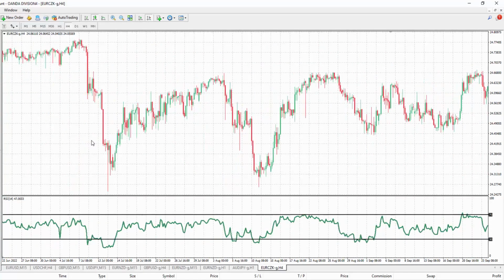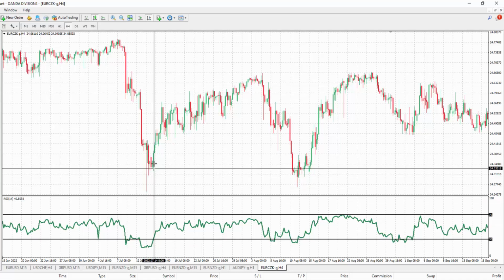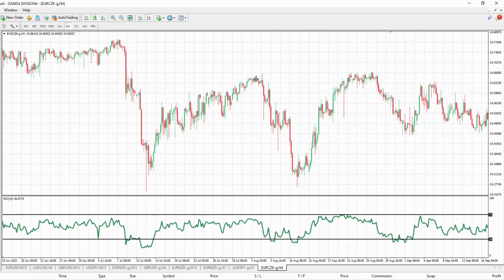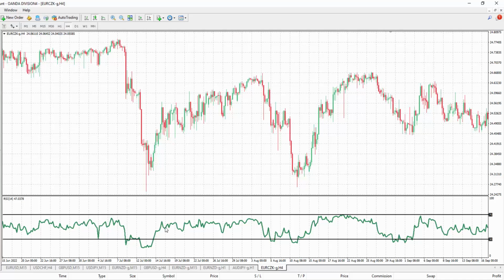Actually, let me rewind this. Okay, here's a good example. The indicator crossed below the 30 level line here, giving us an entry point, say around about here or here. Now, if we did enter, we would have made a lot of pips profit, and it would have been a good trade. Then the market started trending downwards, and we got a signal here to enter. It was a fake signal, we would have lost. But then the second signal to enter we got here, and if we entered it, again, we would have been quite profitable. So this is the RSI.